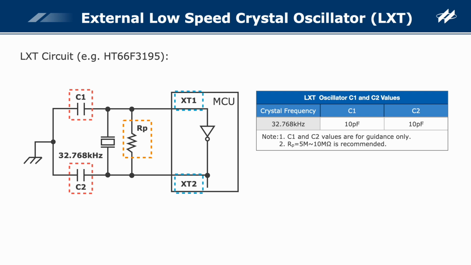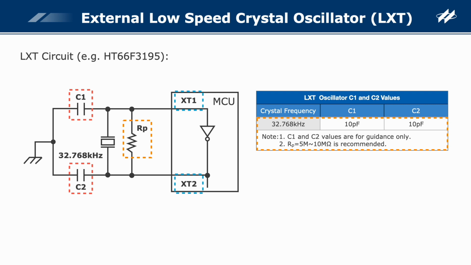As shown in the table on the right, the reference values of the external capacitors C1 and C2, and the external resistor RP connected to the passive crystal oscillator are given. The capacitance reference value is 10 picofarads for C1 and C2, the resistance reference value for RP is 5 megohms to 10 megohms.